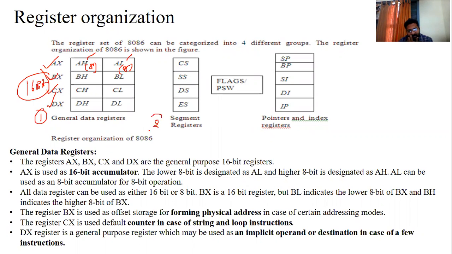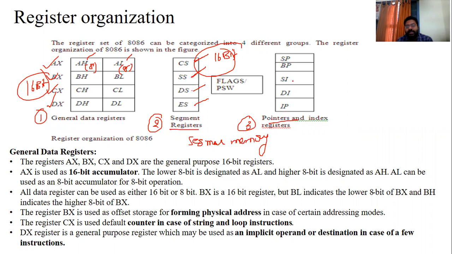The second category is segment registers. You know that our memory is a segmented memory. For that purpose we use the code segment, data segment, stack segment, and extra segment. These are also 16-bit registers. The third category is pointer and index registers: stack pointer, base pointer, source index register, and destination index register. These are also 16-bit registers.